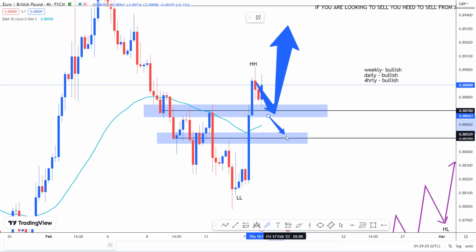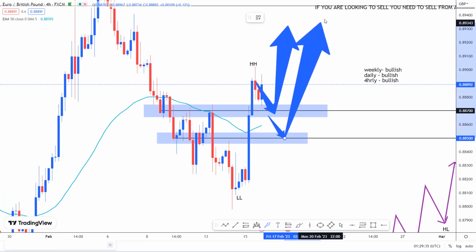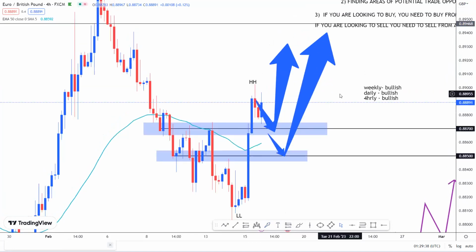Or we could very much see price come a bit further down to the second point of interest for us to then look for price action confirmations to go longs. So if we have a break of this level, we'll be waiting to go in from longs from this other level.